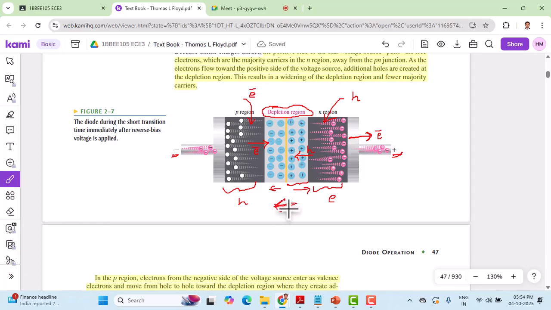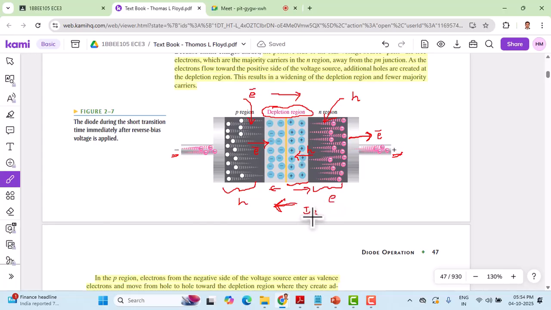Current direction is nothing but the hole direction, as we already mentioned. Look at the direction of holes now: they are moving from the N side to the P side. We already saw in forward bias that majority carrier current moves from P to N. And when you reverse bias it, minority carrier current flows from N to P. So this is called reverse current.